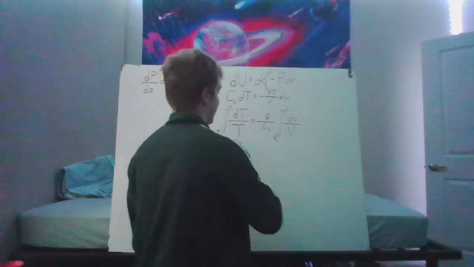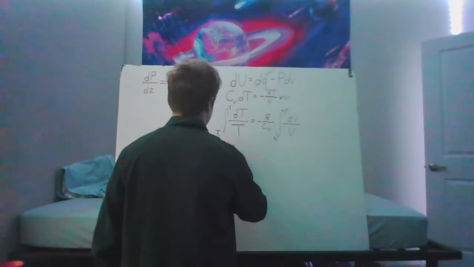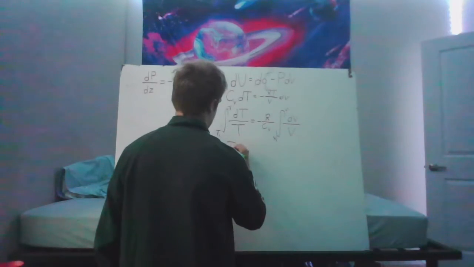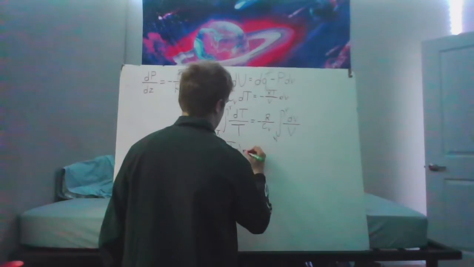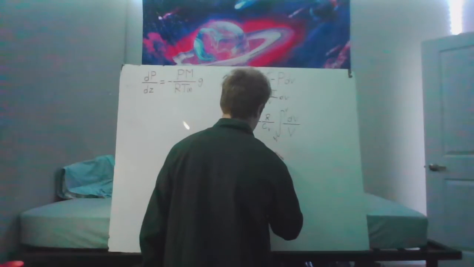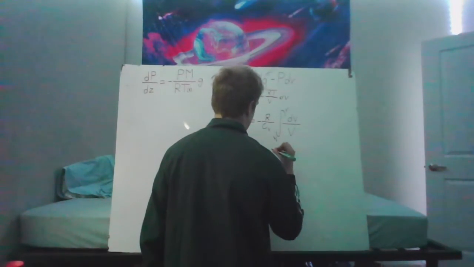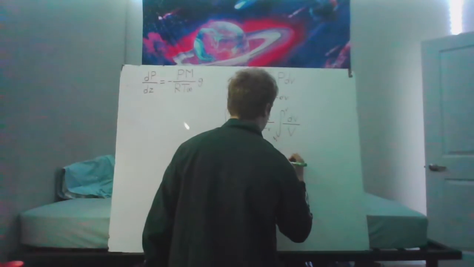So now we can evaluate these integrals. Obviously it'll be the natural log. So this one will be natural log of T over T1. And then this constant will stay the same. And this one will be ln of V over V1.